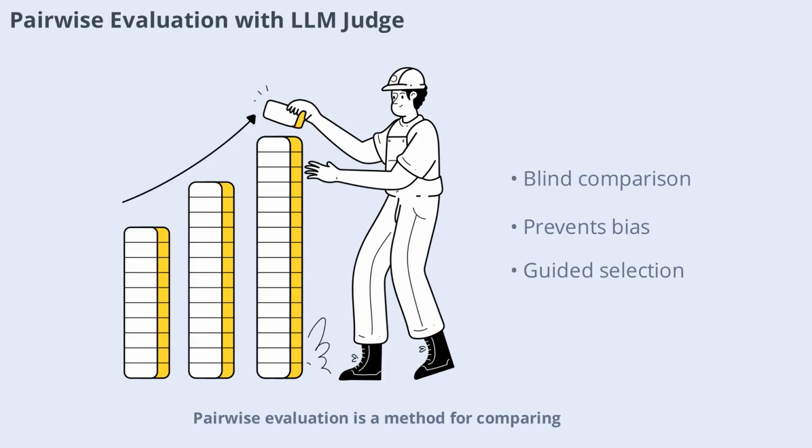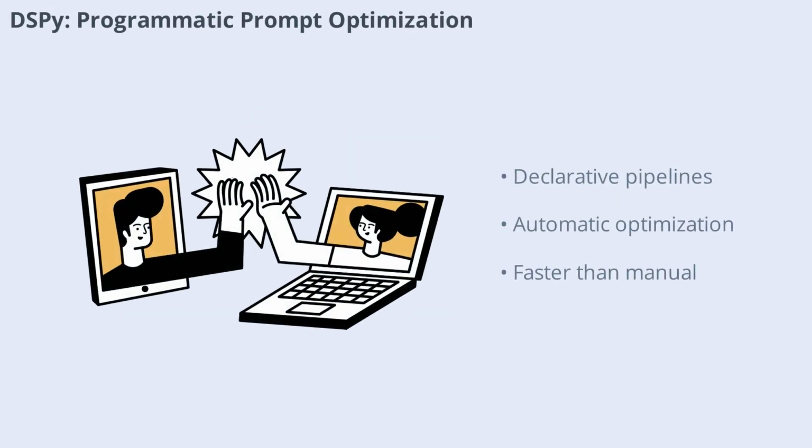Pairwise evaluation is a method for comparing two model outputs using an LLM-judge. You present the user prompt and both outputs anonymously, swapping their order to prevent bias. The judge decides which output is superior based on clear guidelines. This avoids rating drift and helps you choose the best model or prompt. For example, when fine-tuning a writing assistant, you can have GPT-4 act as a blind reviewer to select the most natural and professional response.